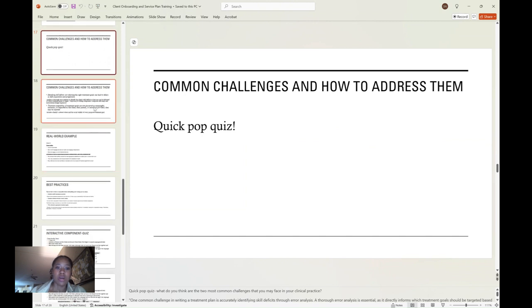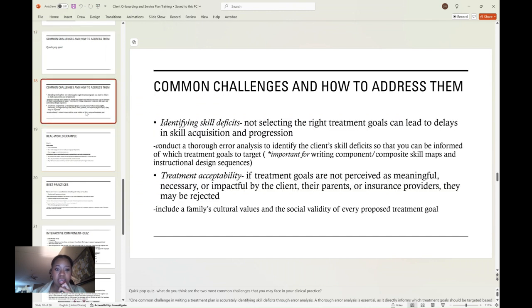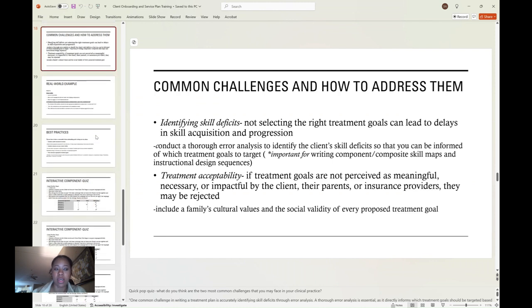And some common challenges. We'll do a quick pop quiz here. What do you think the challenges are when it comes to writing a treatment plan? If you said identifying skill deficits and treatment acceptability, these are both challenges that you definitely see when writing a treatment plan and discussing it with the relevant stakeholders.